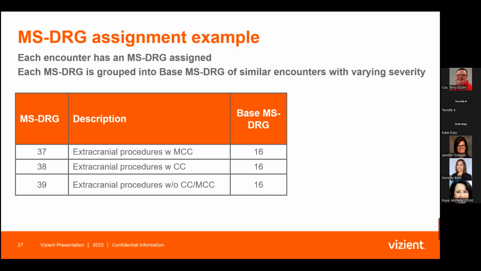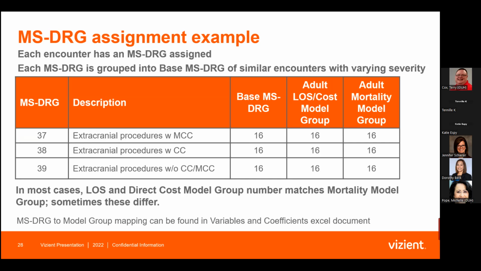If a patient had an extracranial procedure without a complication or comorbidity or major complication or comorbidity, that case gets assigned to the lowest severity MSDRG, which is 39, the last one there. If the encounter had a CC, it would be 38, and with an MCC, the highest severity, it would be 37. While all of these have distinct MSDRGs, they're grouped into the base MSDRG, the one on the right. This is what we leverage when defining clinically homogeneous groupings.